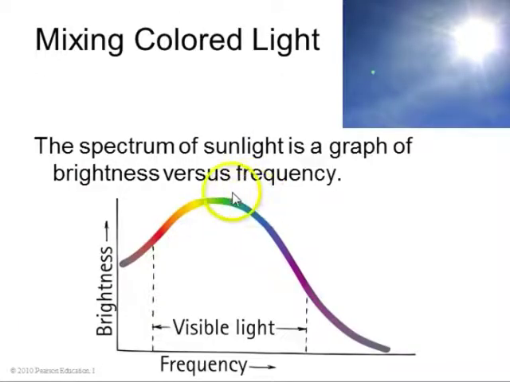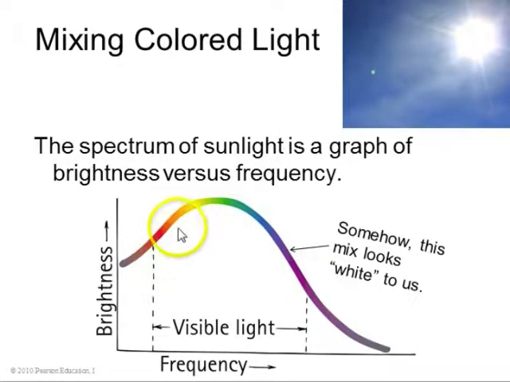So you can also have mixes of colors. So here's the sun, and this is what's called the solar spectrum. It's a graph of brightness versus frequency. So the sun emits some infrared, the sun emits some ultraviolet, but most of what the sun emits is visible light. That's why our eyes have evolved to be sensitive to visible light. And somehow this particular mix is what we call white light.